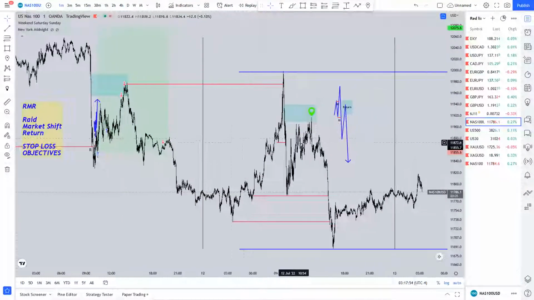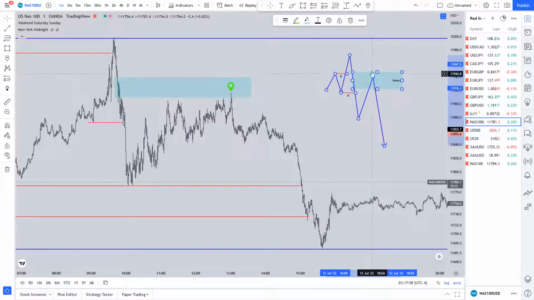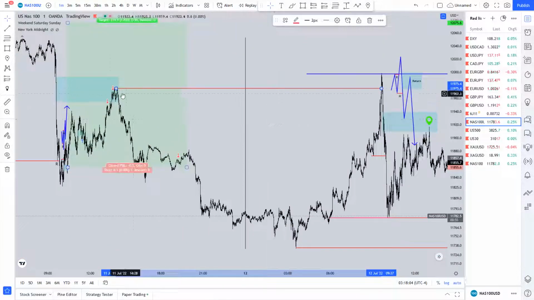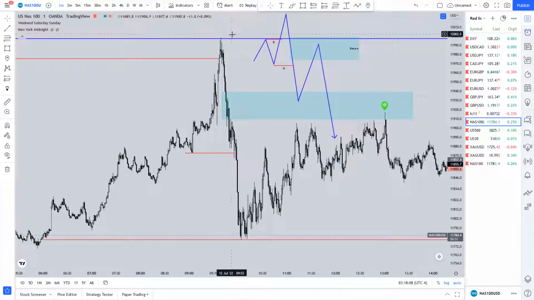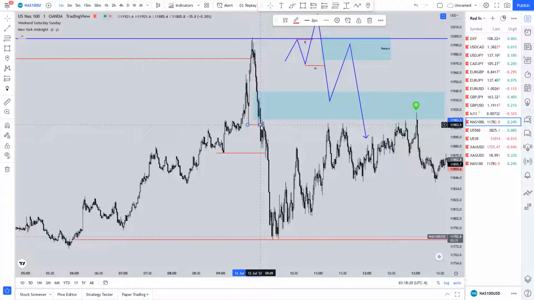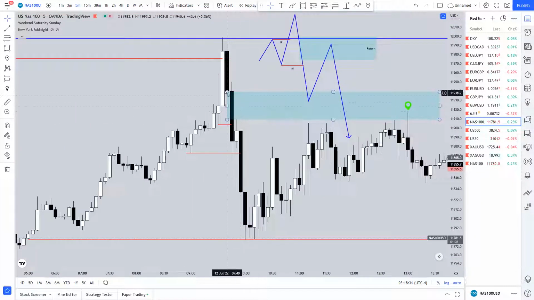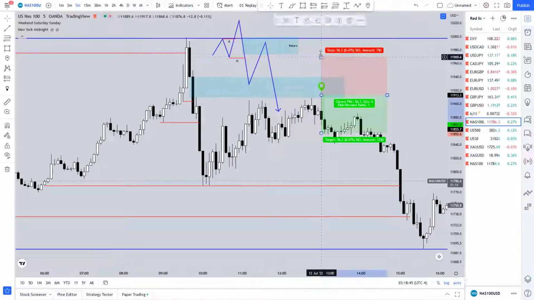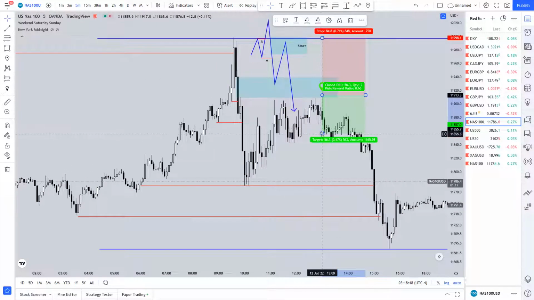The next example is actually very clean. Right here I have a short RMR template. We have a high that was formed on Monday, we call that the raid as it reached that area. Next thing we look for is a market structure shift, so it has to break any previous swing lows. Breaking this low here, breaking that low here, that will be the market structure shift, and then we wait for a return. On the 5 minute chart we have a clean gap printed right there, and as it returned to that 5 minute gap you can participate as a short position with your stop at the high of the raid and objectives below.